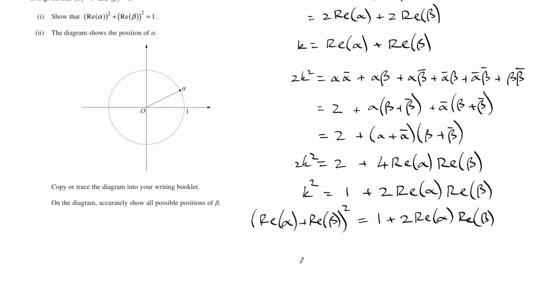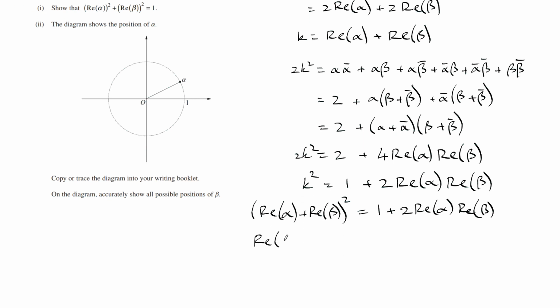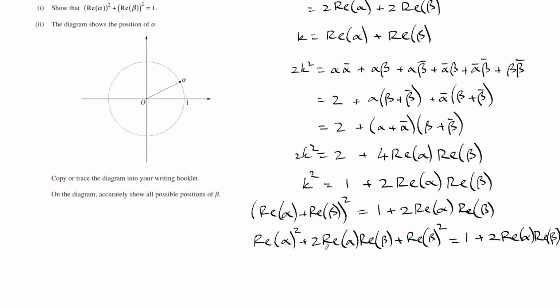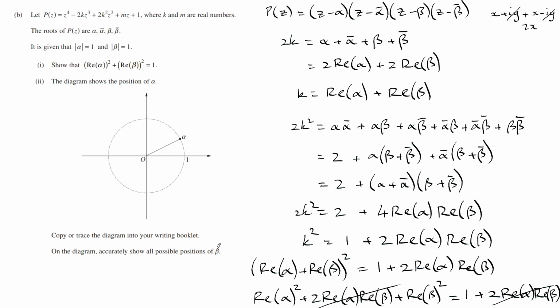So we could expand that. And then we can cancel that from both sides. And then that gives us what we wanted. Okay, so that's part 1 done. Now for part 2. Let's think about that.